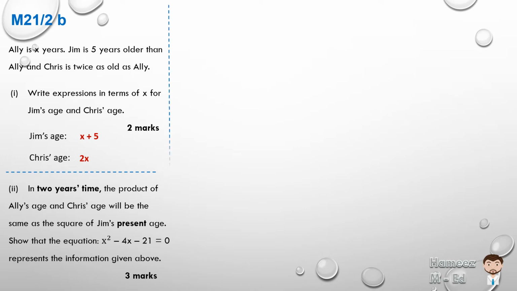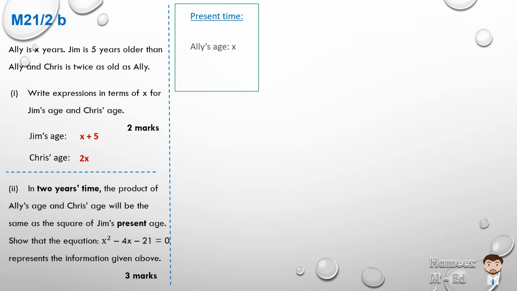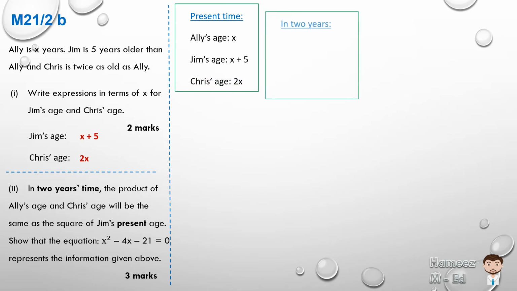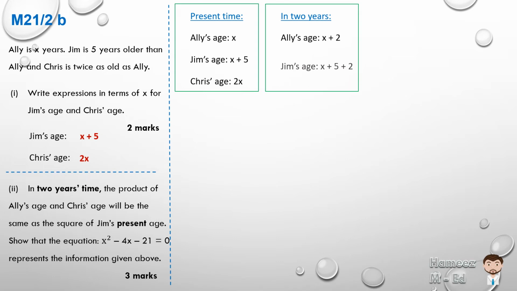Let's write down a little table to show the present time what their ages are. Ali's age right now is x, Jim's age was x plus 5, which we got from part 1, and Chris's age was 2x. In 2 years, Ali's age will be x plus 2, Jim's age will be x plus 5 plus 2, which is x plus 7, and Chris's age will be 2x plus 2.